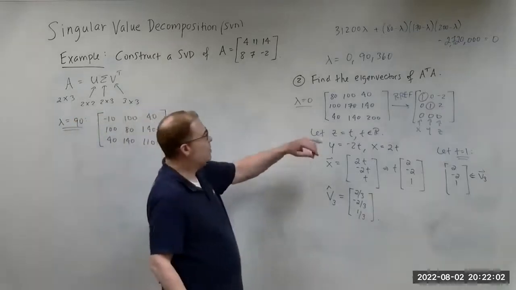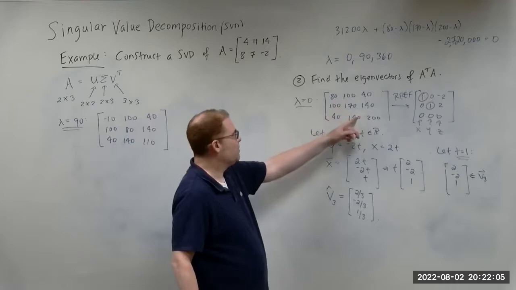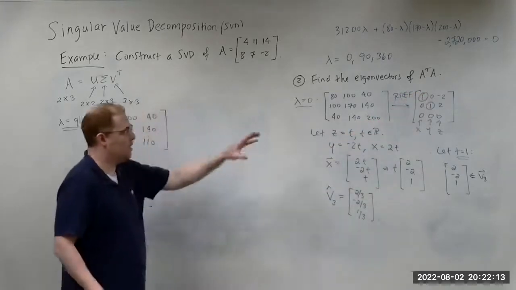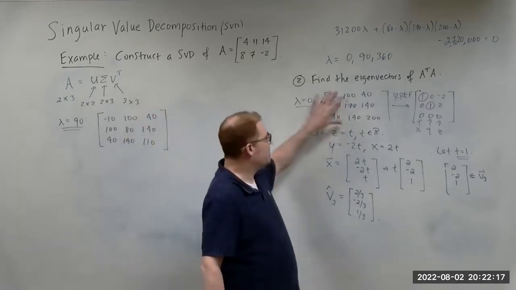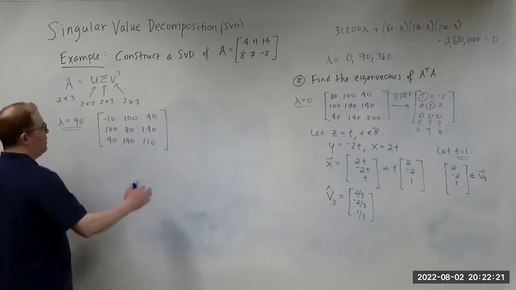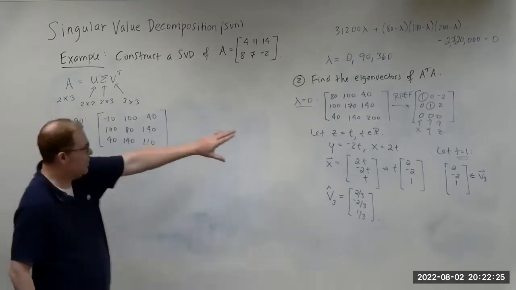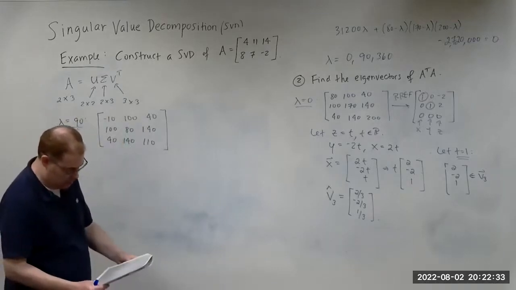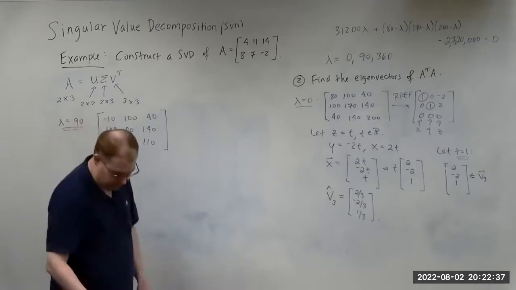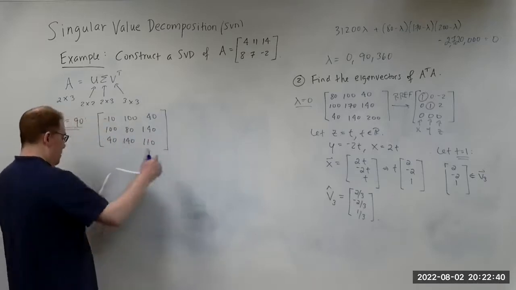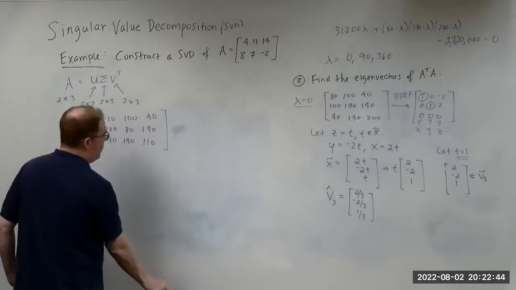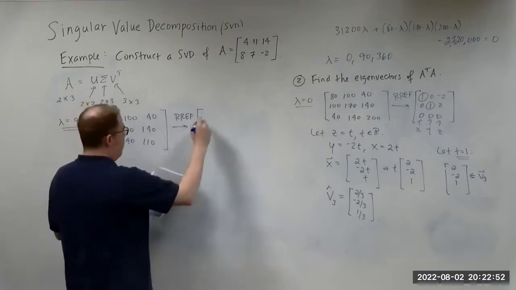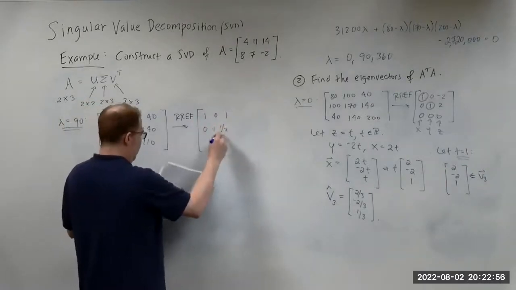Something else to notice is that these are symmetric matrices, not surprising because we're working with A transpose A. Generally speaking, these matrices will always be symmetric. So again, plugging 90 back into the matrix we had earlier with the determinant, and doing an RREF, we're going to end up getting 1, 0, 1, 0, 1, 1/2, 0, 0, 0.